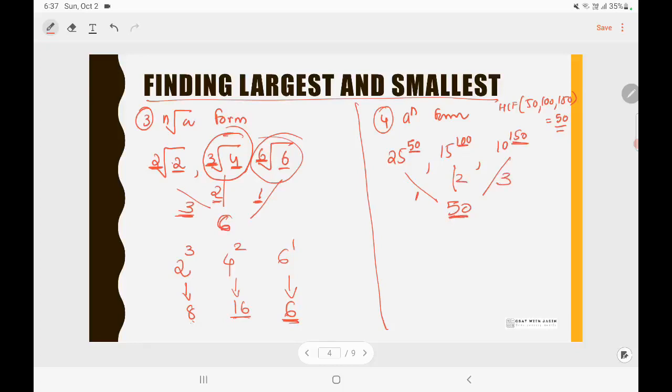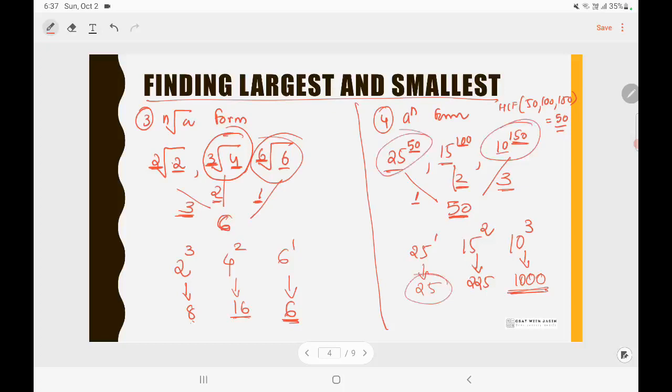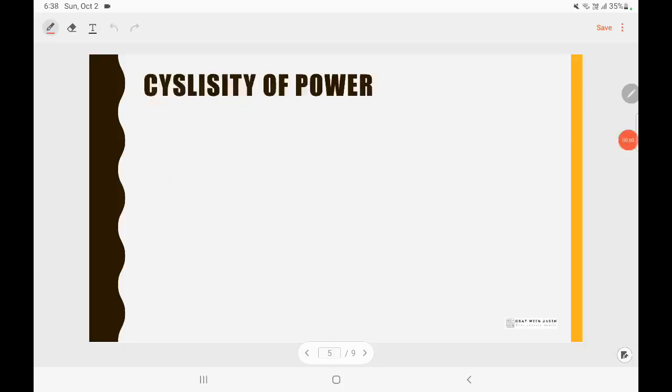Now take this number 25 here and write this as the power. Similarly, here you write 15 and this as the power. Similarly, here you take 10 and write this as the power. So 25 raised to 1 is 25, 15 square is 225 and 10 cube is 1000. So among these three numbers, 1000 is the greatest. That means 10 raised to 150 will be the greatest among these three numbers. And here 25 is the smallest, which means that 25 raised to 50 will be the smallest among these numbers.